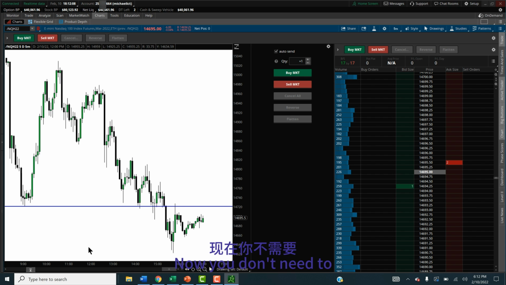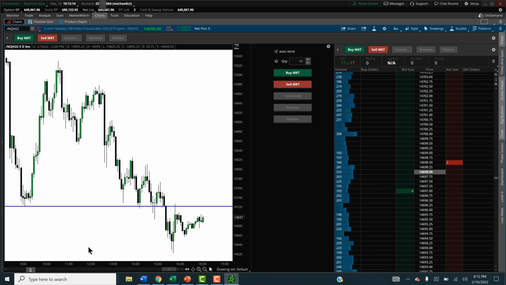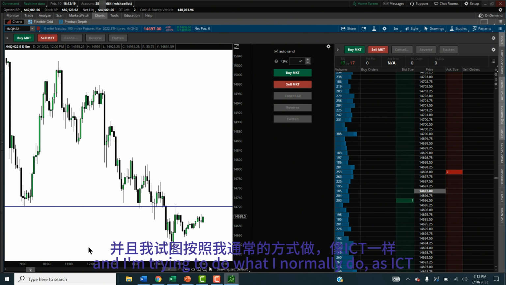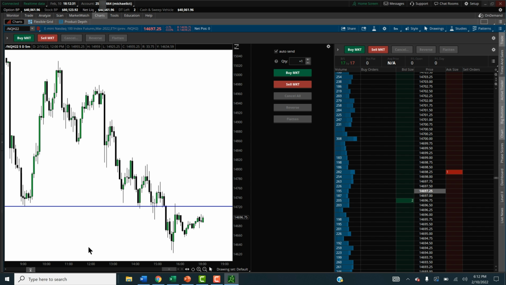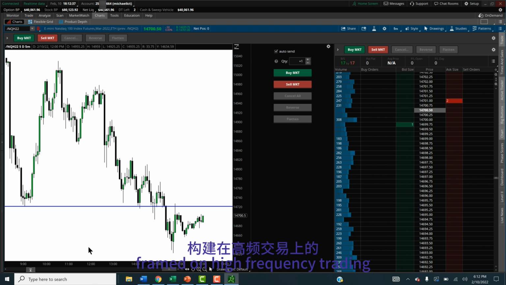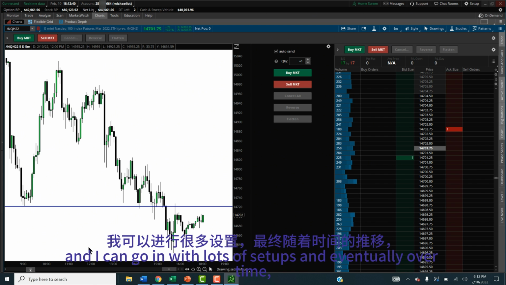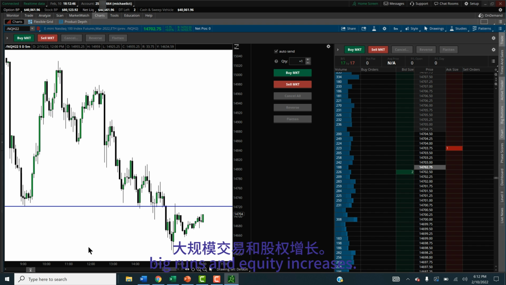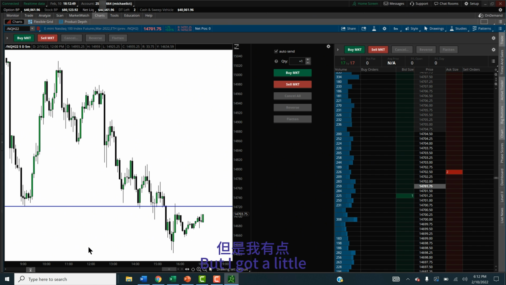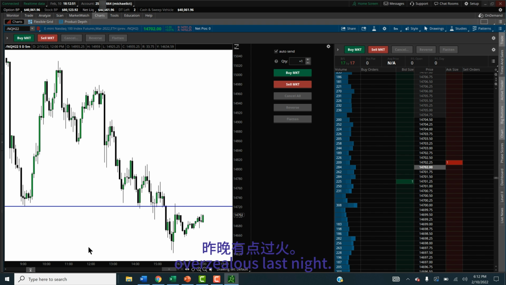Now, you don't need to be that plugged in. Don't think that you have to be like that to be profitable. You don't. But if I'm going to be high frequency trading and I'm trying to do what I normally do as ICT, not use servers or fraudulently do things like these a-holes are saying on the internet, I'm using data that's framed on high frequency trading. And I can go in with lots of setups, and eventually over time, it'll allow me to do big runs in equity increases.